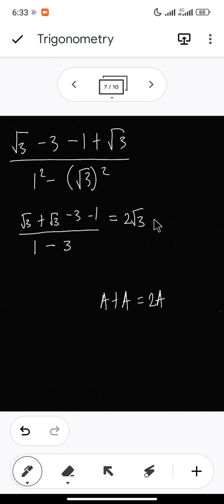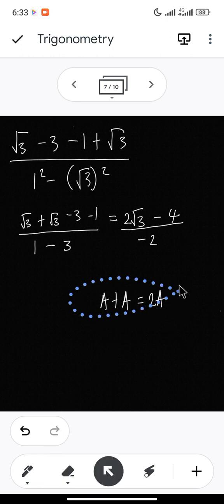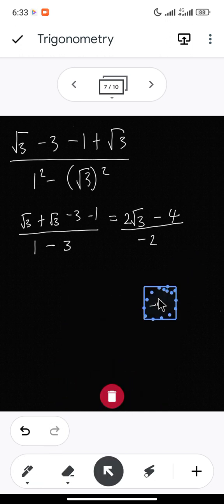Minus 3 minus 1 gives you minus 4, just like you're owing somebody 3,000 and you also go and borrow another 1,000, that's 4,000 in debt. So 1 minus 3 gives you negative 2. You can't just stop here because you still have something to do.